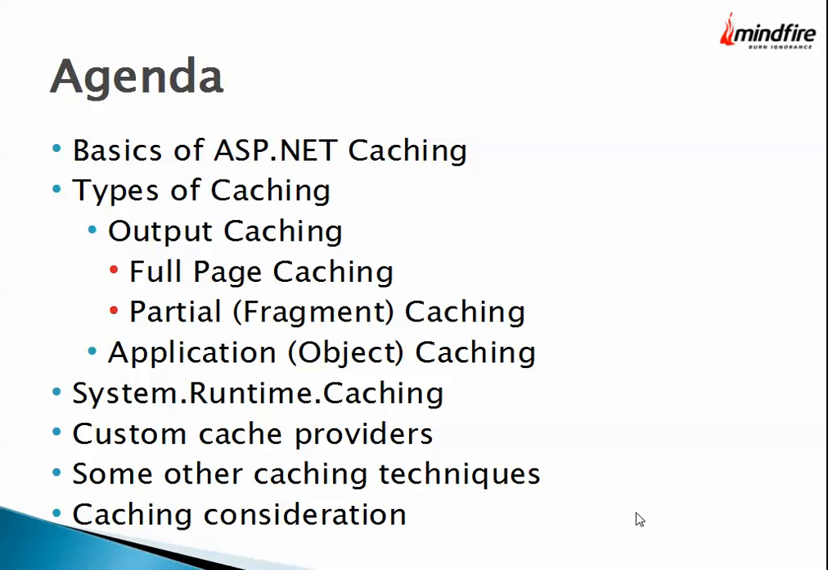So the basic agenda would be: what are the basics for ASP.NET, types of caching like output caching and the application caching. I'll be explaining those things in detail. And there is something called System.Runtime.Caching which came with 4.0 that I would be explaining, and custom cache providers, how we can take advantage of custom cache providers, and some other caching techniques, how we can improve our caching. And the final would be the caching considerations, which caching we need to use where.